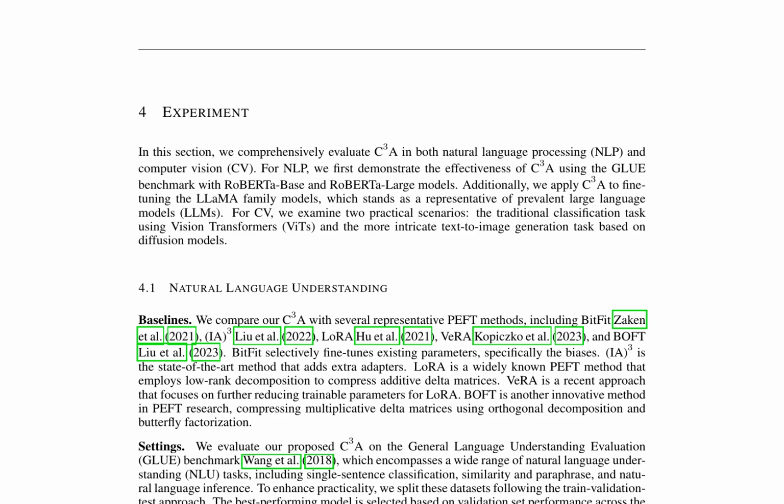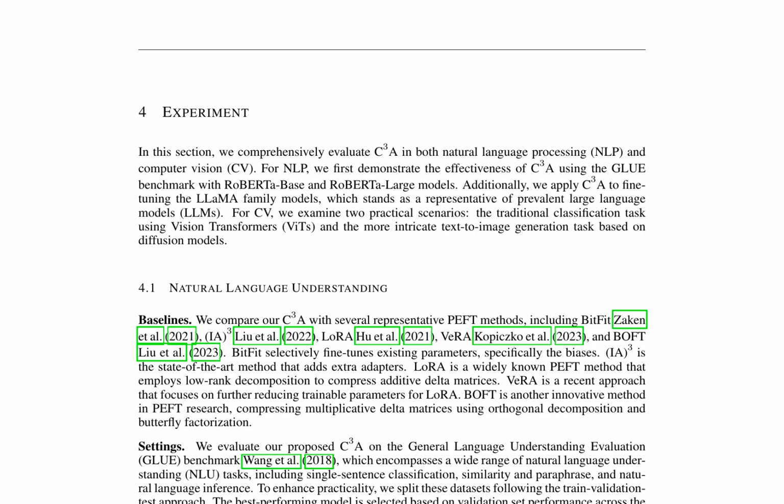applications. The proposed circular convolution-based adapter, C3A, method is comprehensively evaluated in both natural language processing, NLP, and computer vision, CV, domains. In the NLP domain, the authors demonstrate the effectiveness of C3A using the General Language Understanding Evaluation (GLUE) benchmark with Roberta Base and Roberta Large models. They also apply C3A to fine-tune the Llama family models, representing prevalent large language models.